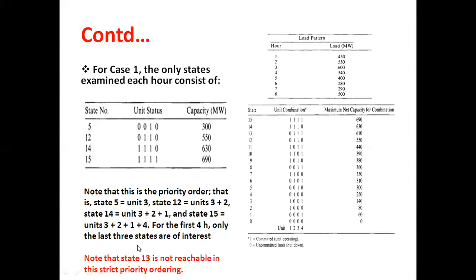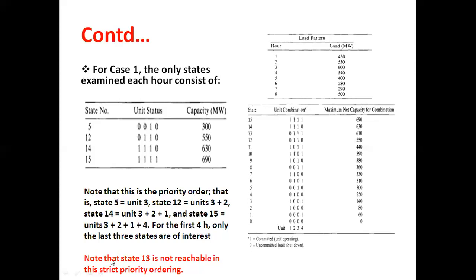So with the help of the strict priority method, we will see which states are feasible for our calculation, that is states 5, 12, 14 and 15. And these are on when unit 3 is on, followed by unit 2, followed by unit 1 and then followed by unit 4. It is done on the basis of the strict priority method.